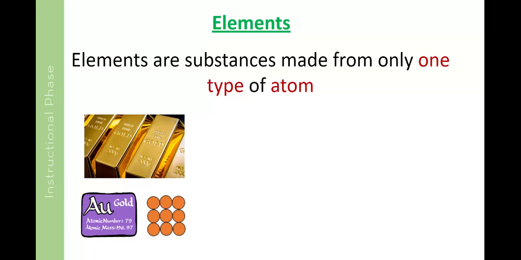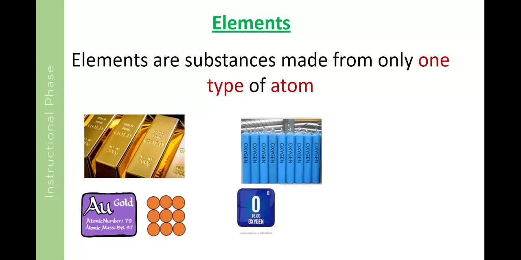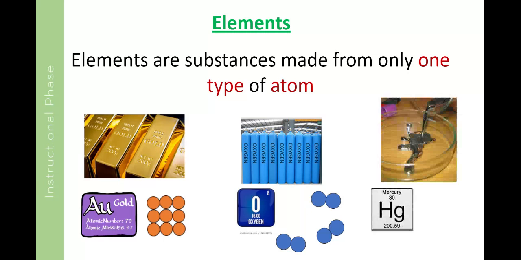And we could draw a particle diagram to demonstrate this. We know that gold at room temperature is a solid, and we know that all the particles are the same type. Oxygen. Find oxygen on your periodic table in group 6. It is an element because it is made of just one type of atom, just oxygen atoms. And mercury, if you look on your periodic table, you'll find the chemical symbol for mercury, and again, it is made up of just one type of atom, mercury atoms.